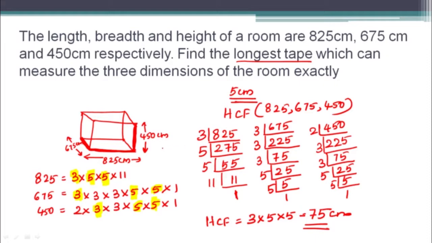See, for example, the height is 450 centimeters here. So what is 450 divided by 75? 450 divided by 75 is 6. So if I keep this tape which measures 75 centimeters 6 times, I will be able to measure this side completely. Similarly, for 825 and 675. So the answer here is 75 centimeters.